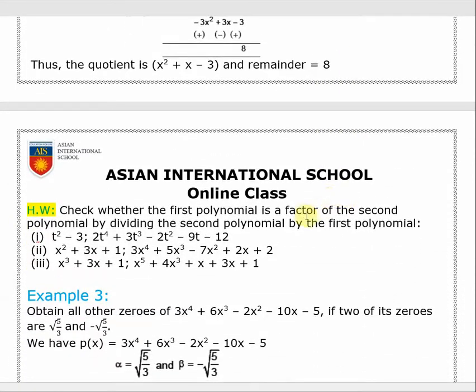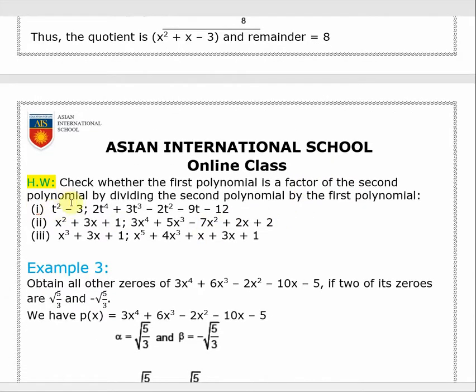Now let's do some other kind of sum. Here is some homework given. You can see what it is saying: check whether the first polynomial is a factor of the second one. That means this polynomial is a factor of this big polynomial or not. You have to check. How to do this? It's easy. You can do it by the division method. If you do direct long division, then this is the p(x), which will be divided by this t² − 3, which is the g(x), and you have to see whether the remainder is coming 0 or not.